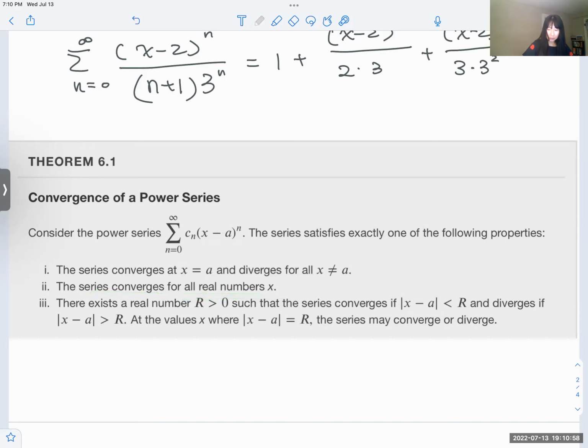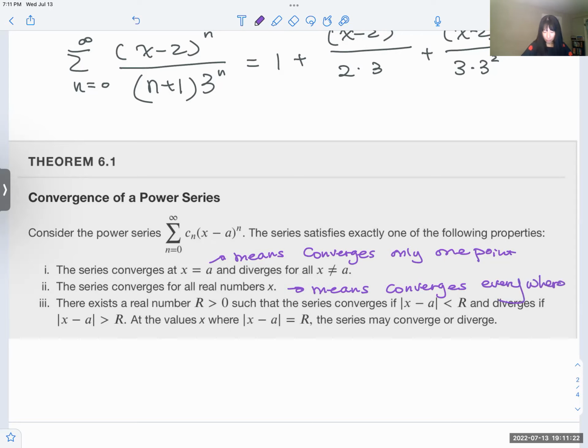So let me write down for you. The first means the series converges at only one point. The second means it converges everywhere. Now, for the third one, they say that there exists a real number R. They indicate R in this section as the radius of convergence.